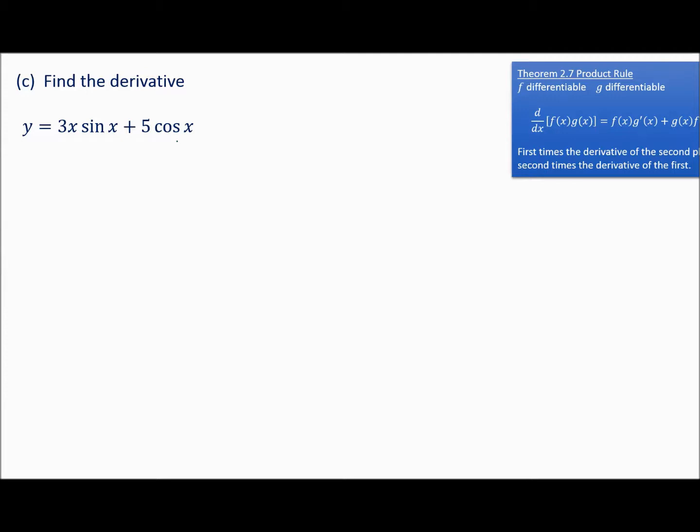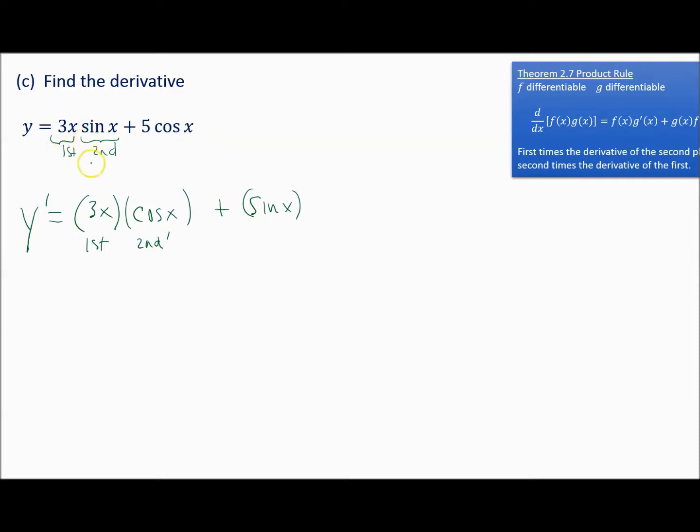But now look at your first term. Your first term has a product. So I'm going to say 3x is the first, while sine of x is the second function. And then 5 cosine of x I'm going to look at completely separate. Okay, so here we go. I've got y prime equals, so now I'm just focused on, remember, first times the derivative of the second. So I'm rewriting the first. That's 3x times the derivative of sine of x. Remember, that's cosine of x. So that's first times the derivative of the second, plus, and now I write the second, which is sine of x, times the derivative of the first.